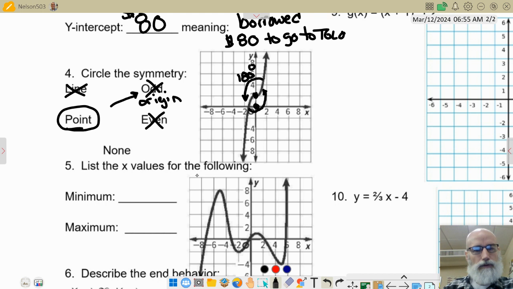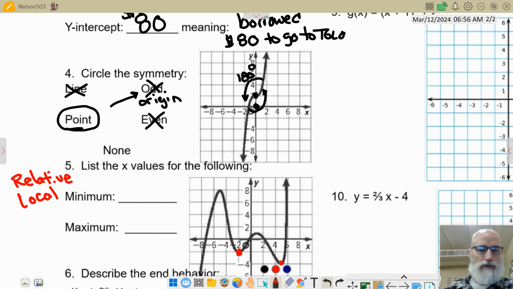List the x values for the following. Minimums. Minimums are where the graph reaches a low spot. Now it's not the lowest spot overall, so I probably should have had the word relative or local. Sometimes books call them local, but I think our book called them relative minimums because, relatively speaking, it's a low spot in this area of the graph. It's not the lowest spot because here's a lower spot over here, here's a lower spot over here, right? So these are the two minimums.